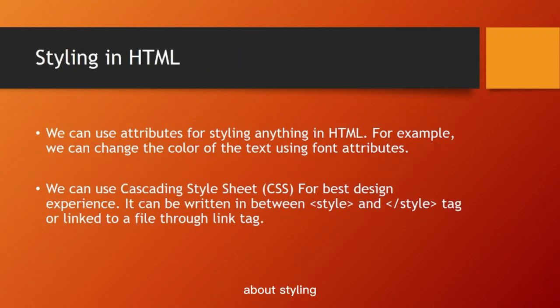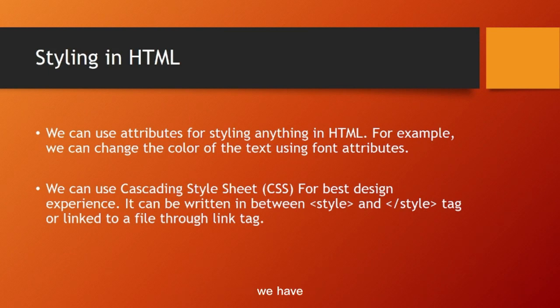And let's talk about styling in HTML. As we all know, styling means decorating or making something look attractive. How can we do that in HTML? In HTML, we can use attributes for styling. For example, we can change the color of the text using the font attributes. Yes, I explained before in the slide about tag attributes. We can change the color of any text or any other elements by using the tag attributes. And we have a special font tag which we can use to change the font size, color, or font family.